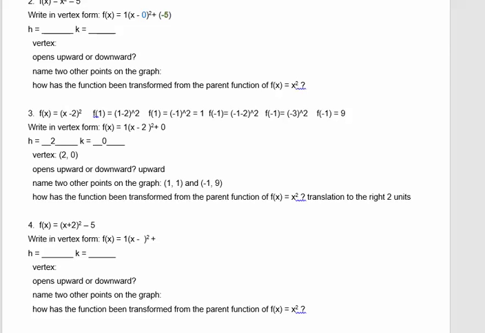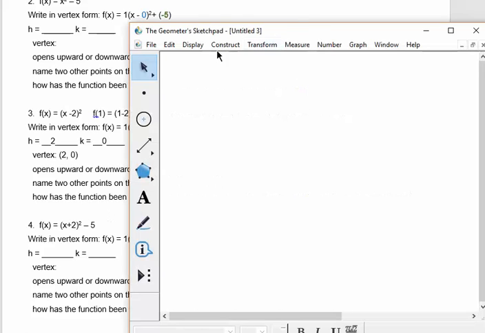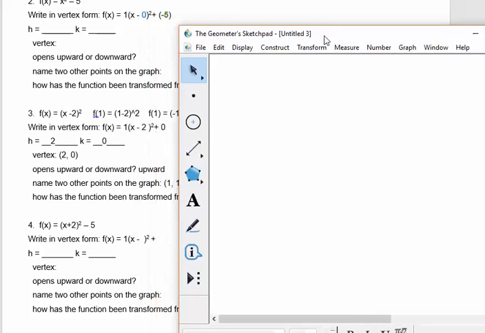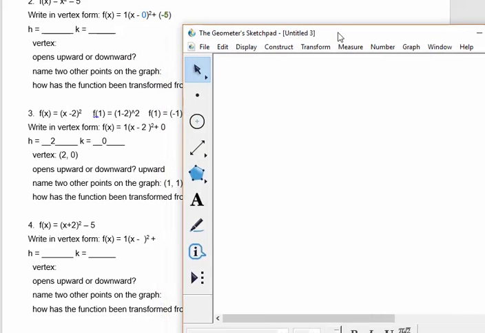Now I want to check my work. I want to see if this works. You can also get extra credit for this. How am I going to check it? I'm going to check it by graphing. So I have Sketchpad open, and I recommend that you keep your Sketchpad program open while you're doing this. And I'm going to go ahead and graph f of x equals parentheses x minus 2 squared.